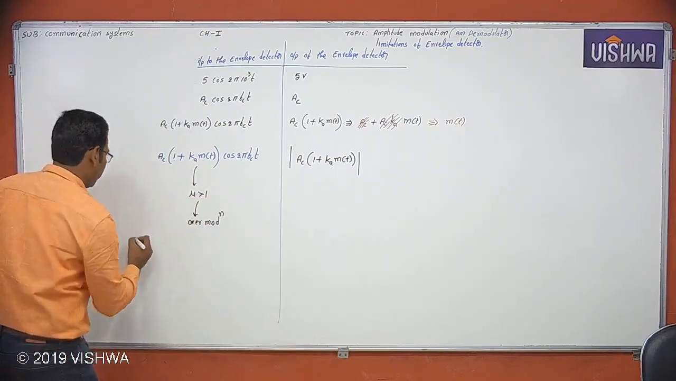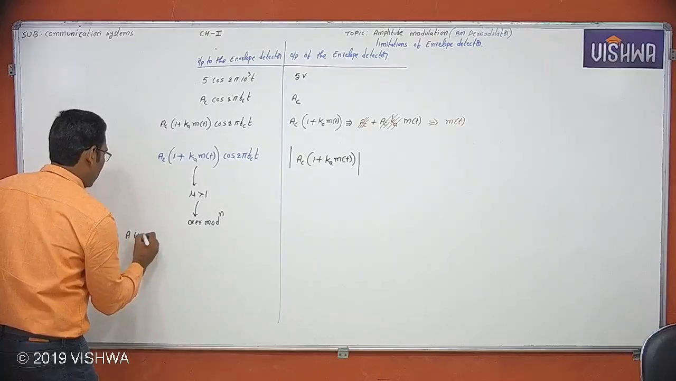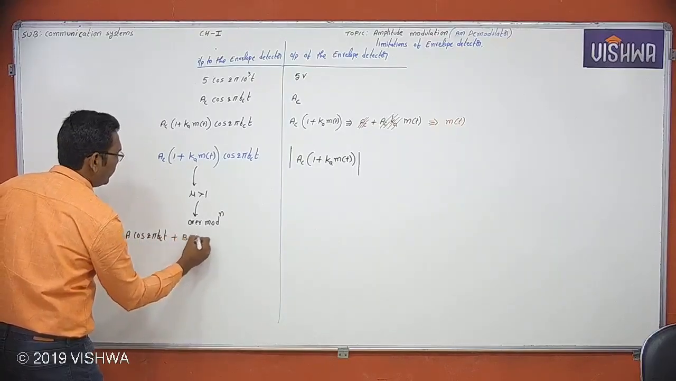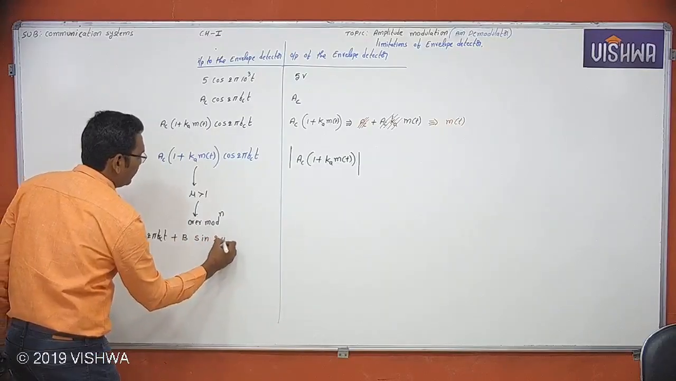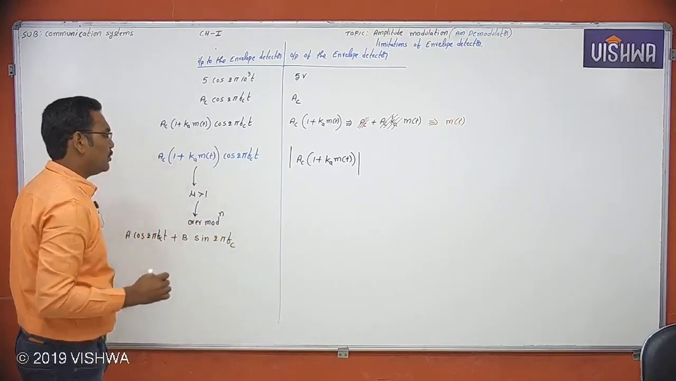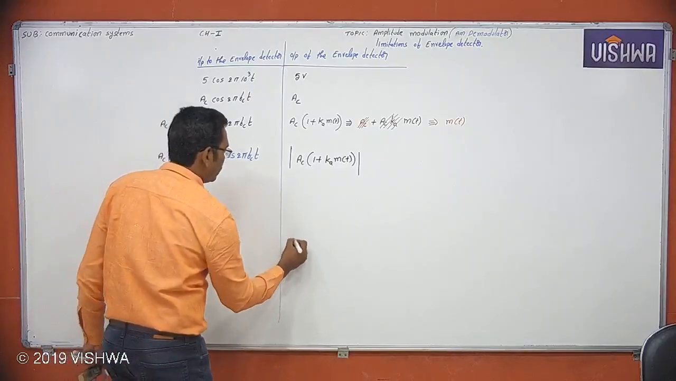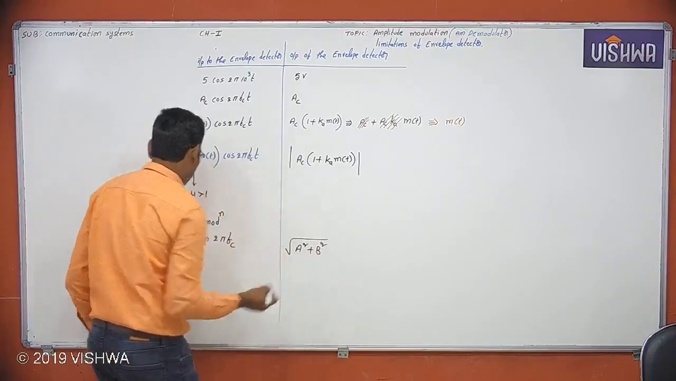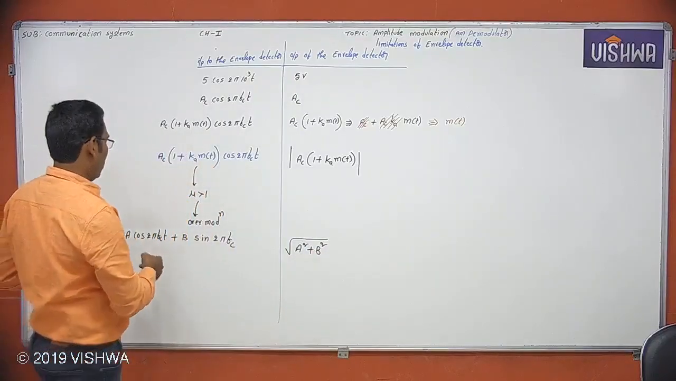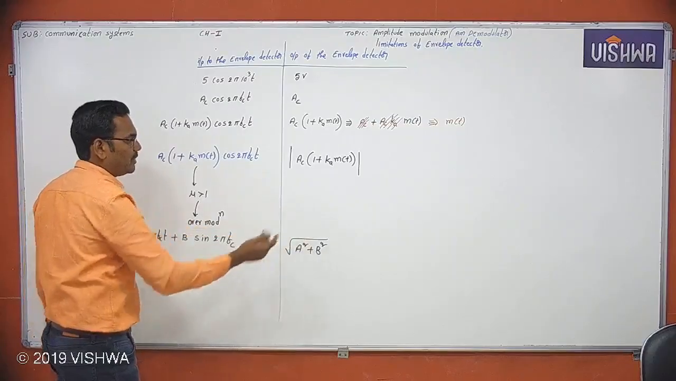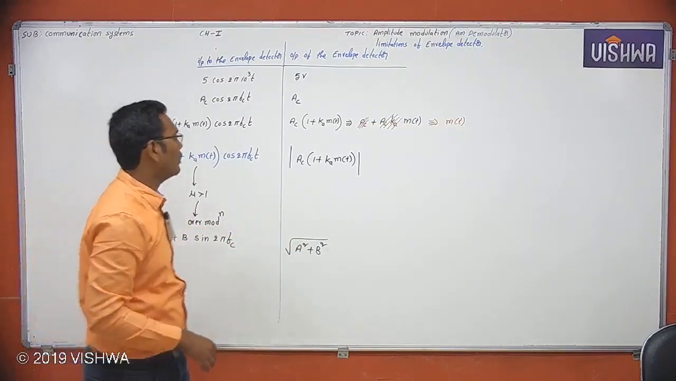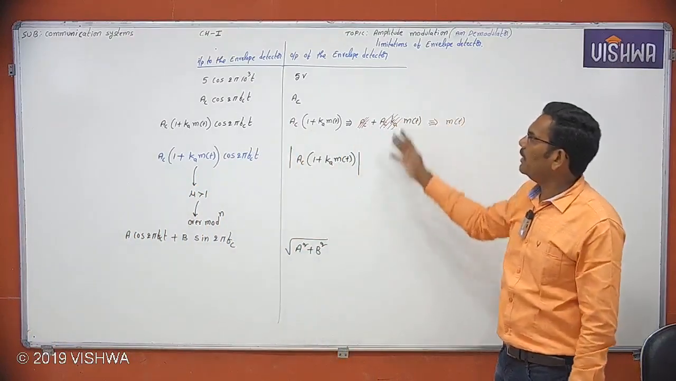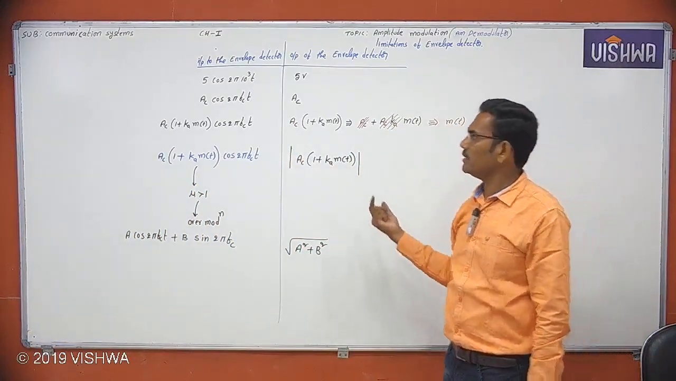And next, A cos 2 pi fc t plus B sin 2 pi fc t is the input to the envelope detector. The output of the envelope detector is square root of A square plus B square. Why? Because this is the input, and the envelope, the peak amplitude, is nothing but square root of A square plus B square. So this is the input to the envelope detector, and this is the output. With operations, you can easily understand this.